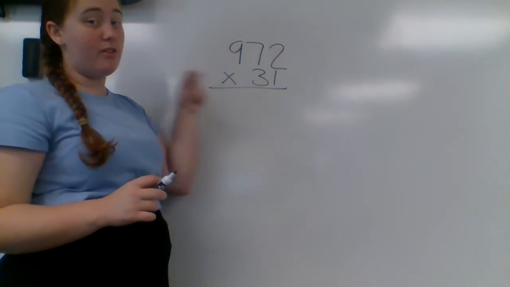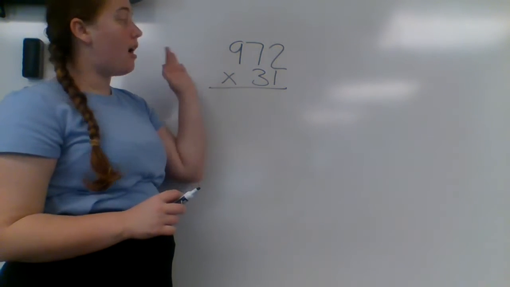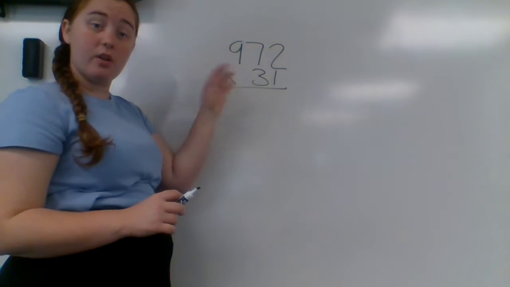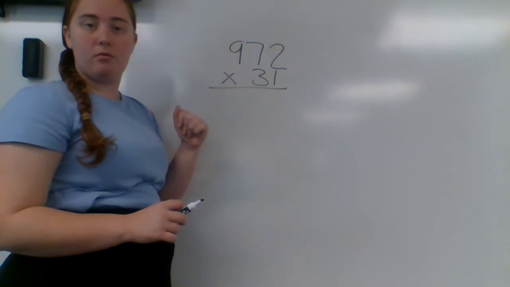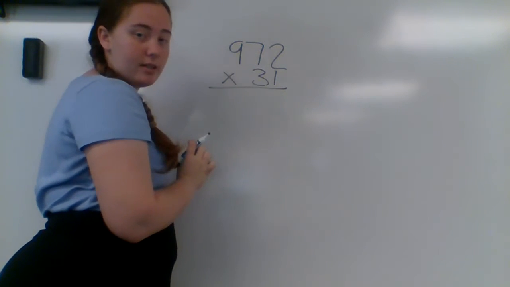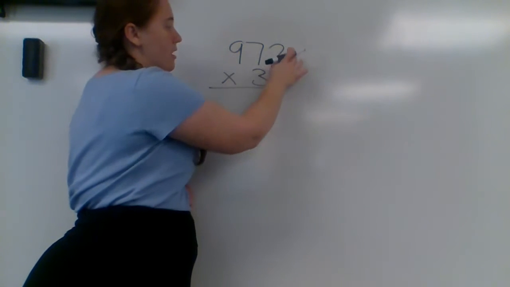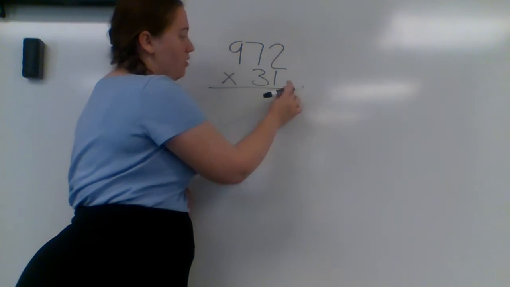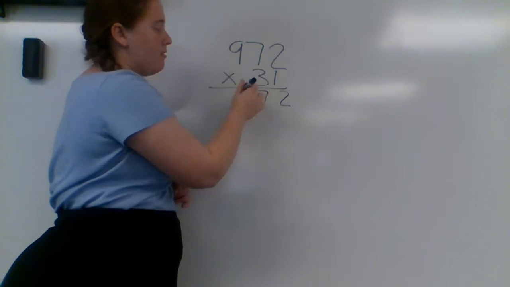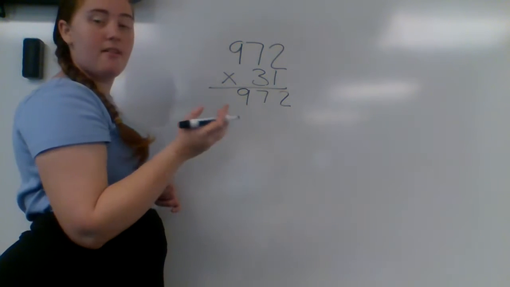Number 5, we have this multiplication problem right here. I will do this one with you, but I will not do letter B with you. I want you to do letter B on your own. Maybe you can pause this one, see if you can do it on your own, and then check to see if you got it right. So first we're going to start by ignoring that 3. So we're going to do 1 times this 972. So 1 times 2 is 2. 1 times 7 is 7. 1 times 9 is 9. I mean, 1 times anything is itself, so that's fairly easy.